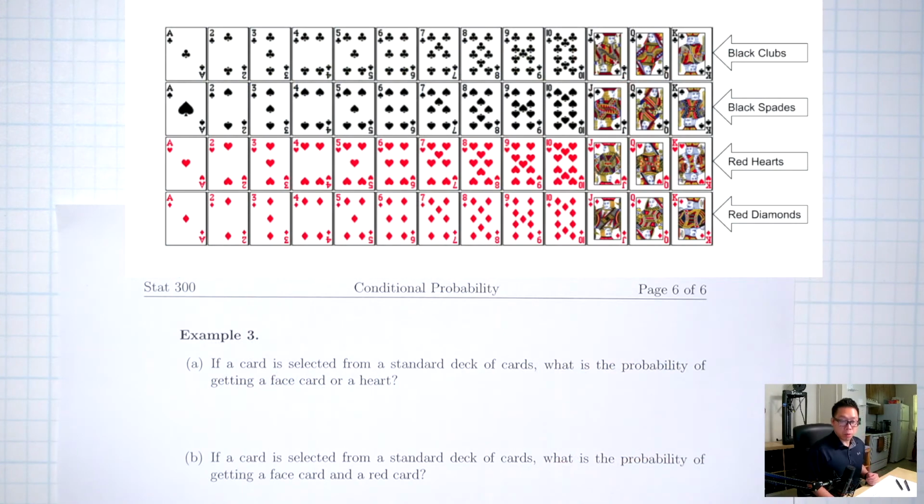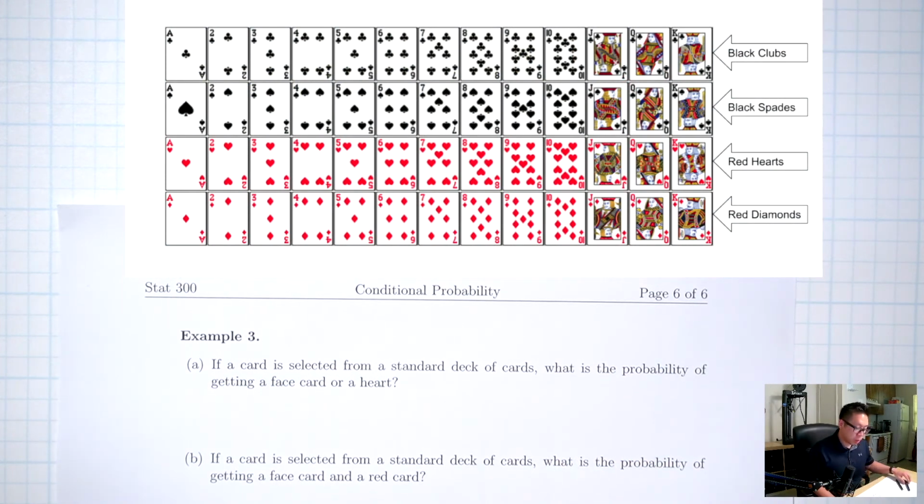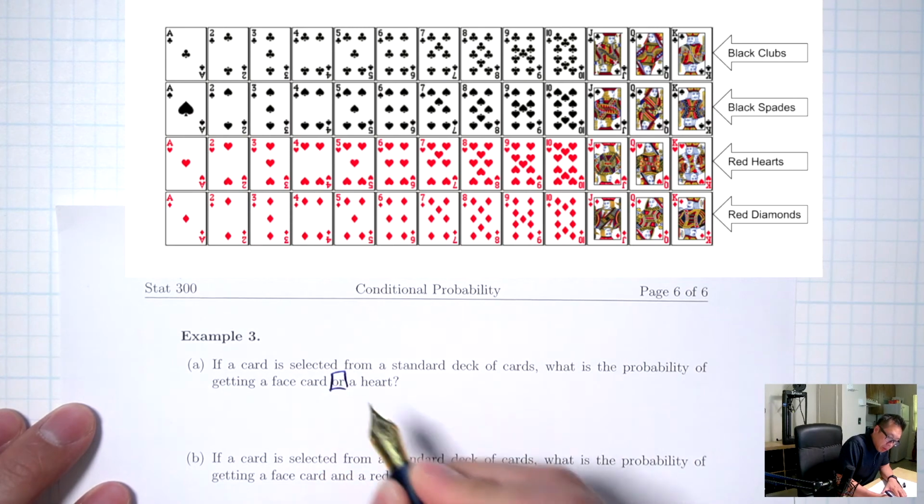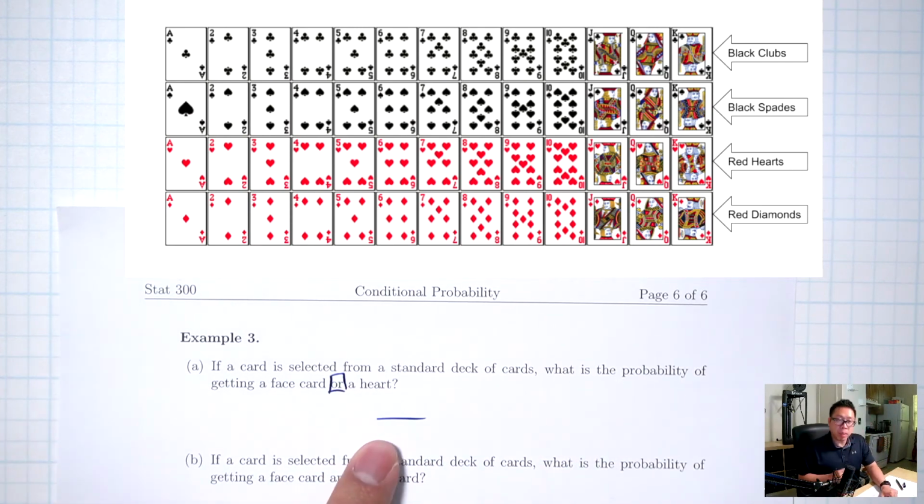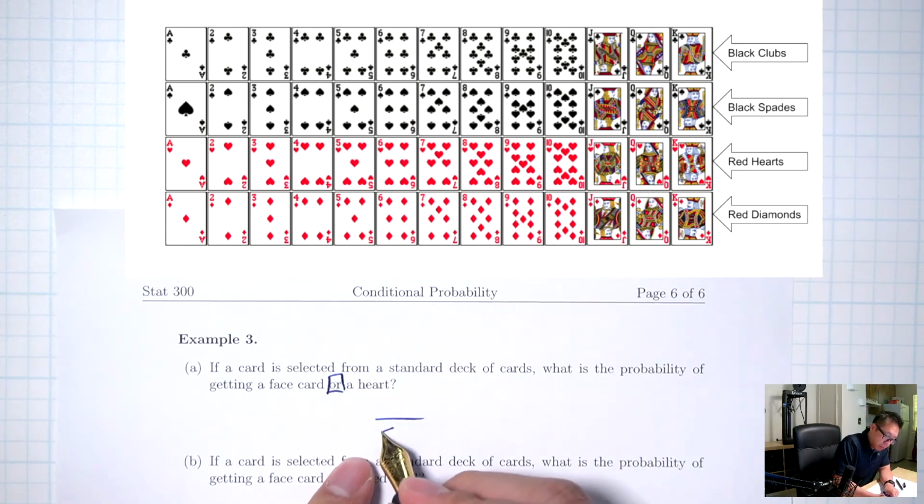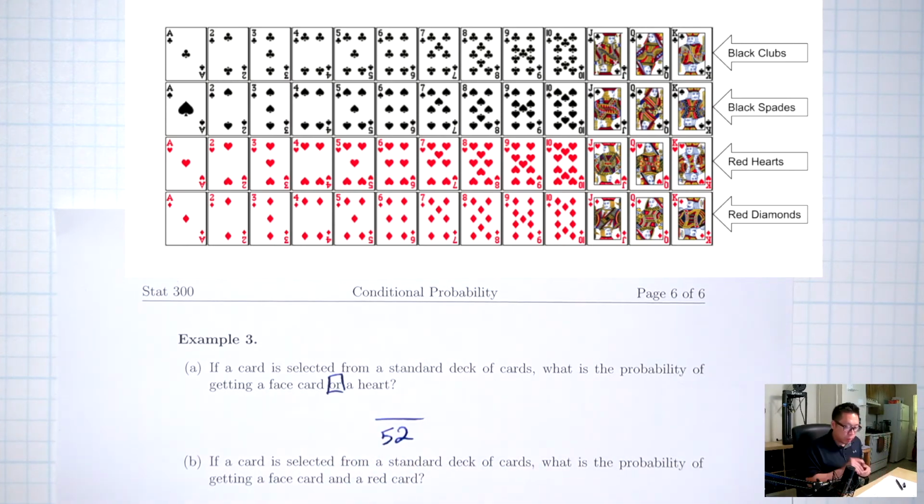Now let's talk about cards. Part A. If a card is selected from a standard deck of cards, what's the probability of getting a face card or a heart? Keyword I see here is the word or. For the bottom, how many cards are there total? There's 52. And the word or means I want all the face cards combined with all the hearts.